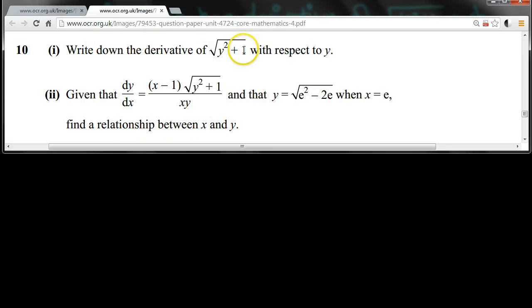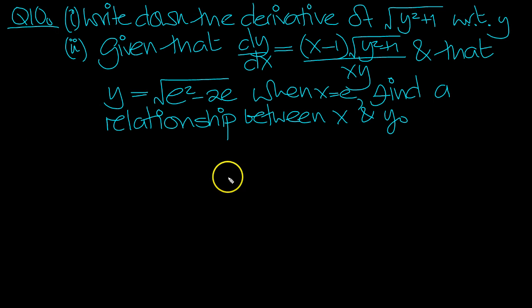Write down the derivative of this with respect to y. Given that dy/dx equals this, and that y equals this when x equals e, find the relationship between x and y. So that's the question then. Got it summarized here. So first of all, write down the derivative.